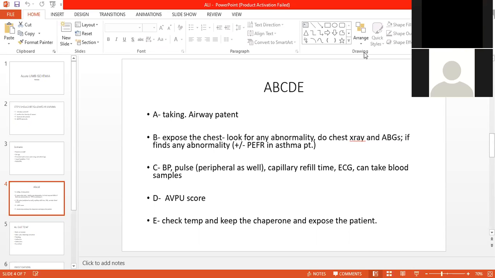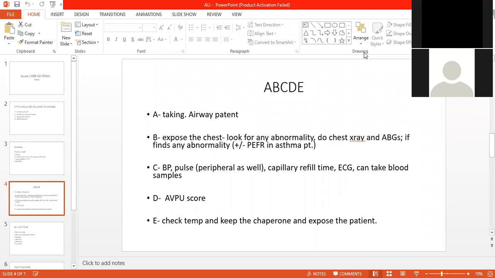After that, if he is not giving you any response, it means the fourth one is U. It means the patient is totally unconscious. So this is the AVPU score, which we do in emergencies. And in D point, you can also check the glucose. So in hypoglycemia station, you will check the glucose at this point. Okay, from the start, you will know if it's hypoglycemia or acute limb ischemia.